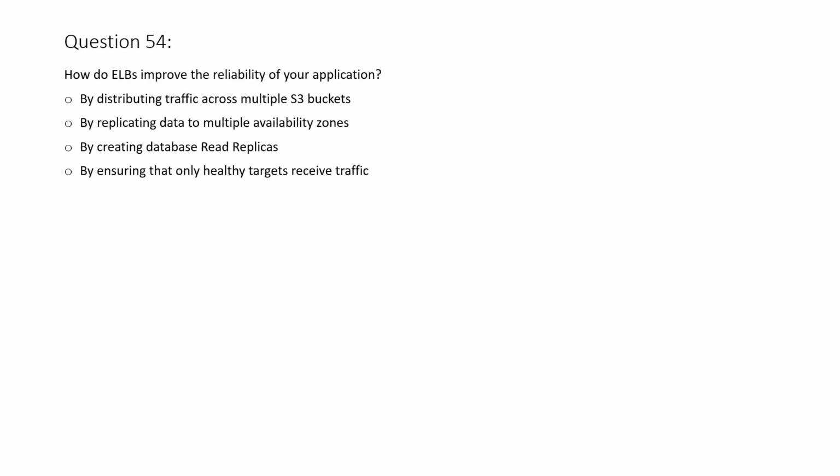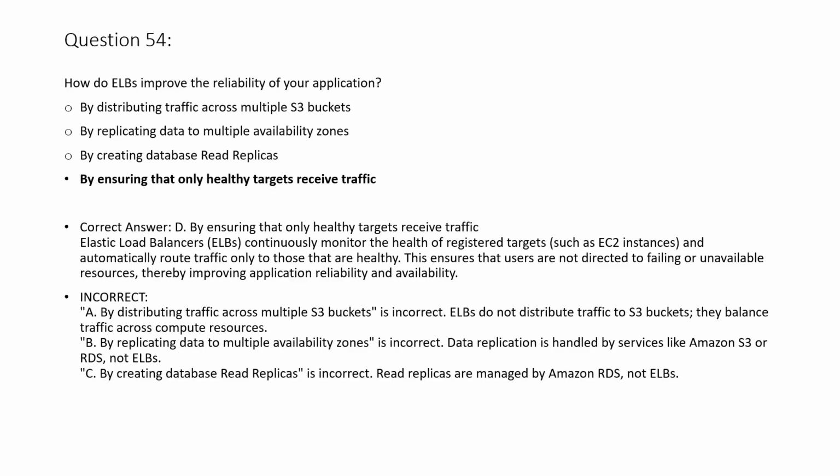Question number 54. How do ELBs improve the reliability of your application? The options are by distributing the traffic across multiple S3 buckets, by replicating data to multiple availability zones, by creating database read replicas, and by ensuring that only healthy targets receive the traffic. We need to choose only one option here. The correct answer is by ensuring that only healthy targets will receive the traffic.